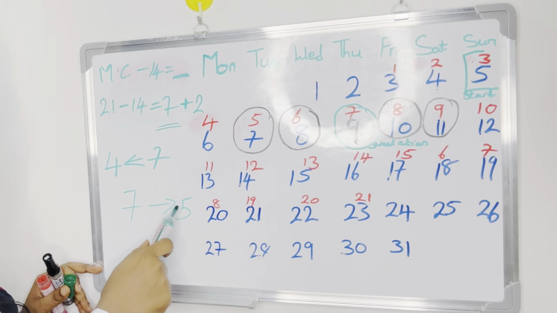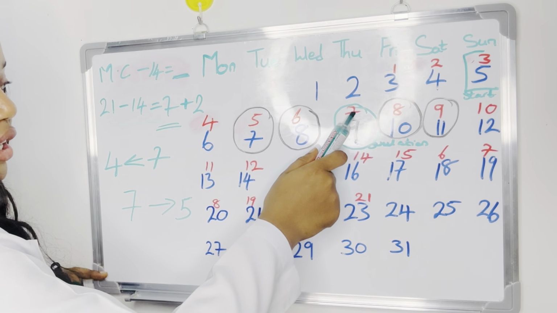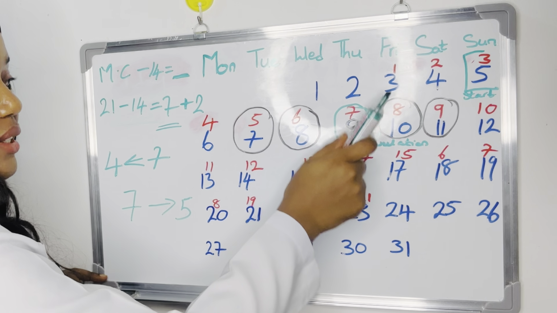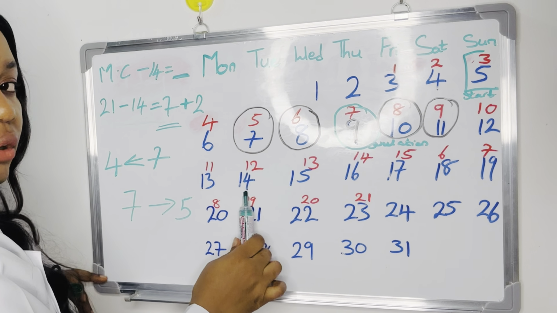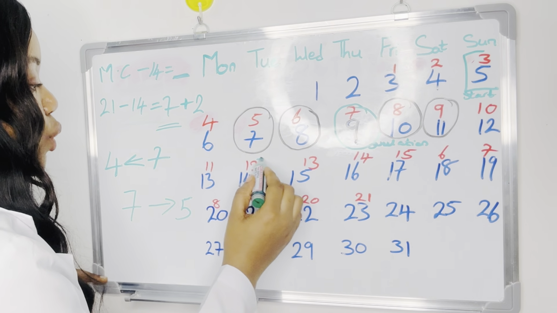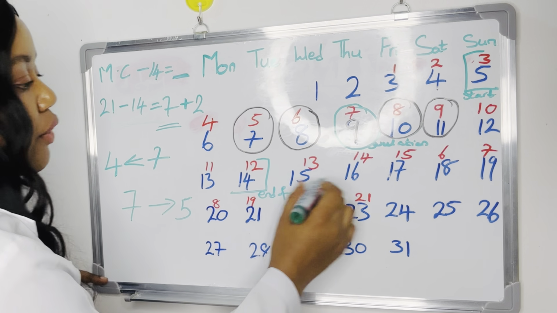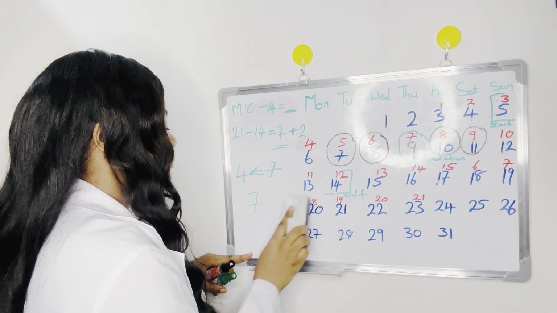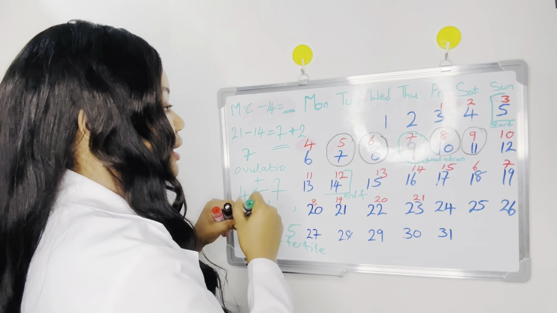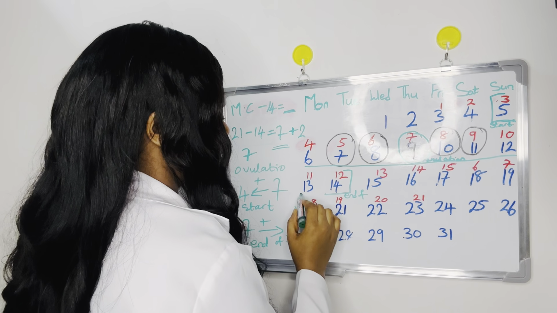Then you have to add 5 days in front of the ovulation day. This is our 7th day, which is the ovulation day. We add 5 more days in front. We count 1, 2, 3, 4, 5, which falls on day 14 on our calendar. So we mark here. This day marks the end of our fertile window. So for you to know the start and the end of your fertile window, this is how you do it.